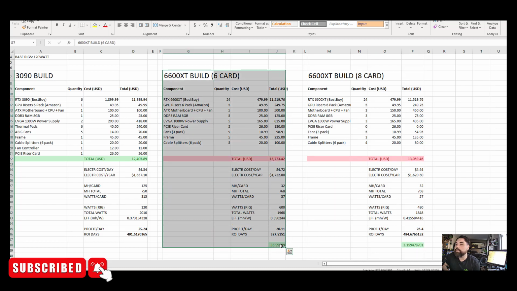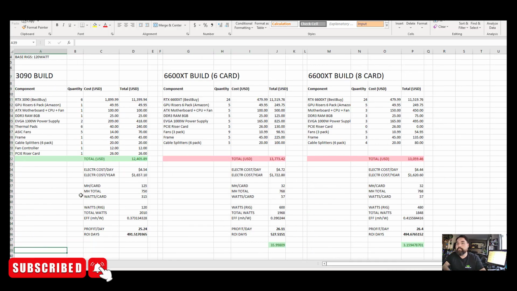So not too much of a difference, really. Now, what do these numbers show? You might look at this and say, well, I'm going to get the rig with the smallest ROI, which is 491, but this comes with multiple caveats, and I'll explain that again real quickly right here.